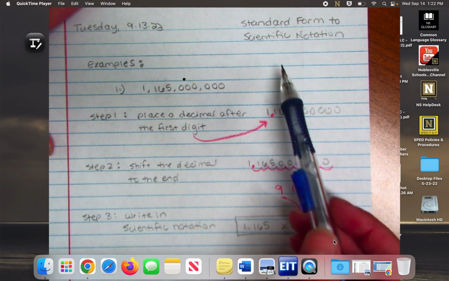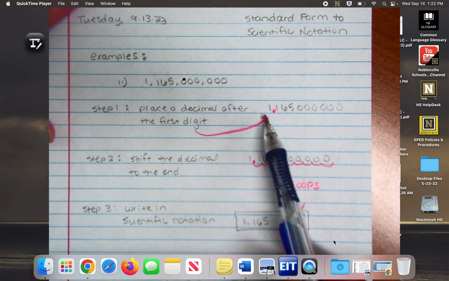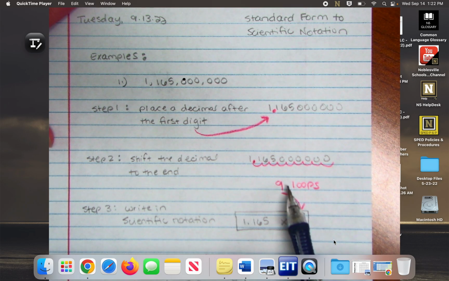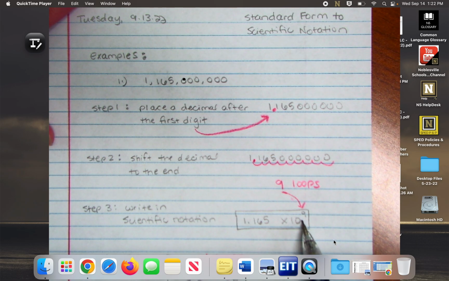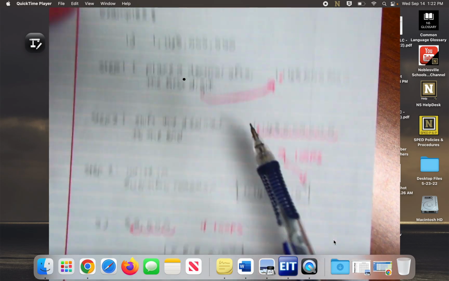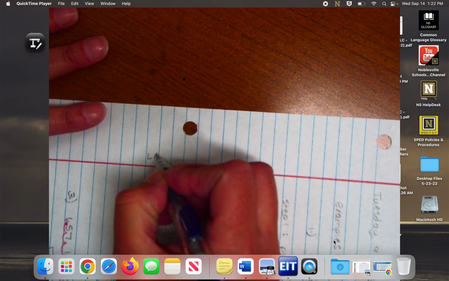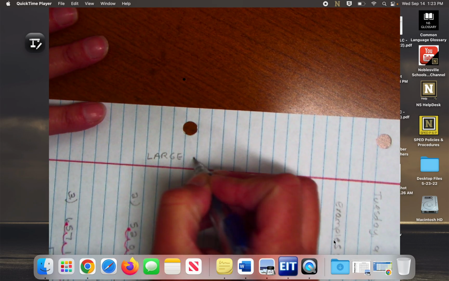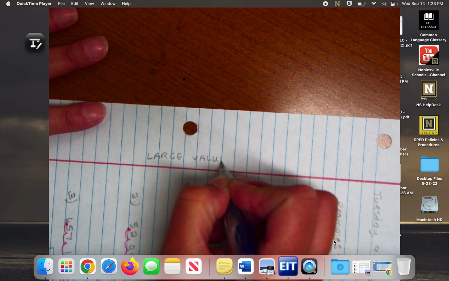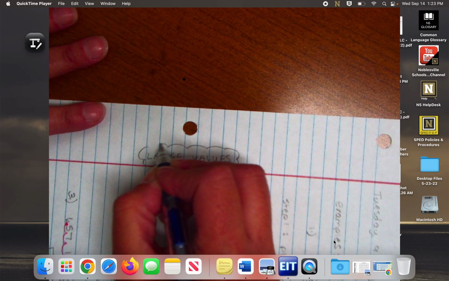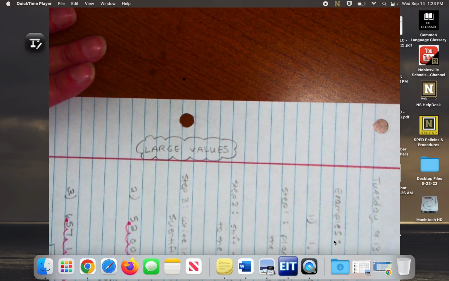From standard form to scientific notation, we put the decimal after the first whole number. We shift to the right. We keep track of the loops because the loops become our exponent, right? So we did this for very large numbers. So we're going to turn this paper sideways and write large values.